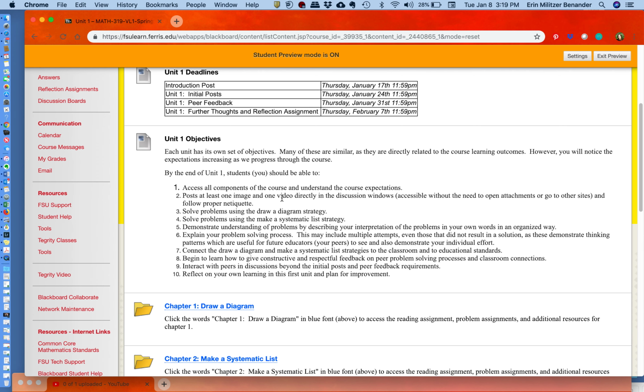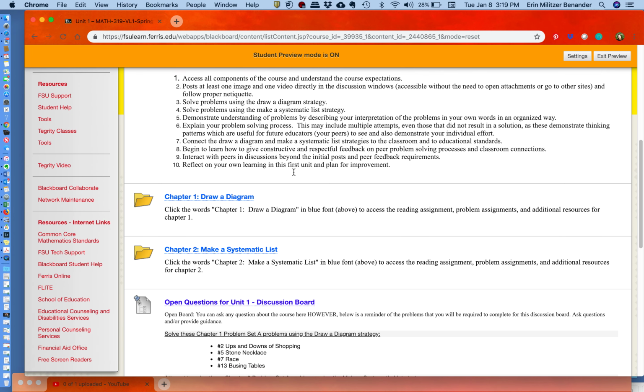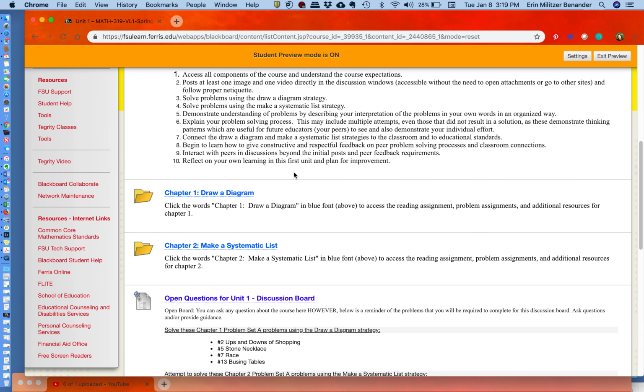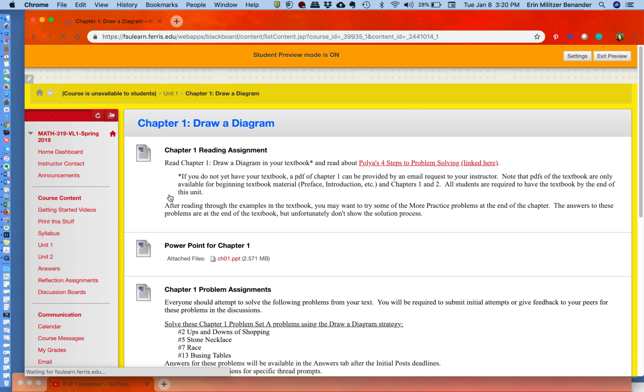The objectives are always listed for every unit, and so for this unit we have 10 objectives. I definitely think you should read them all, but I'm not going to read them to you because I'm just giving you the overview. What I really want to get to is, well, what's the whole purpose of this? As opposed to the objectives, like what do I actually have to do? That's what students always want to know. What do I have to do? Which is completely understandable. So let's say I go to chapter 1, and this is very important.